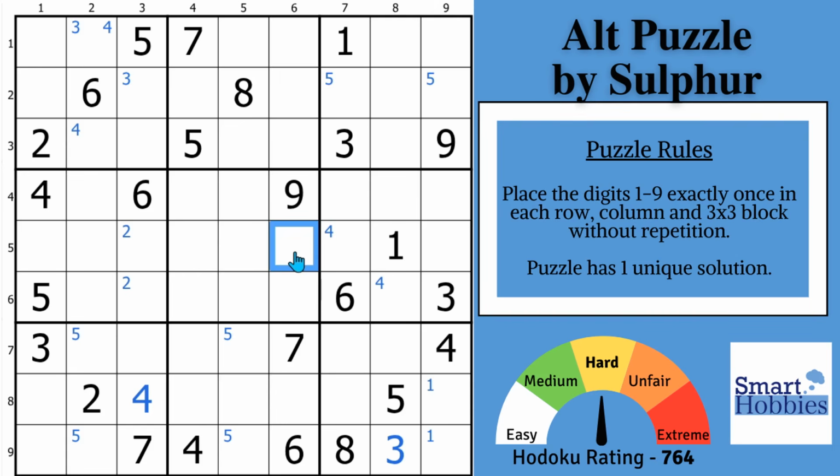And notice that you only have one spot now right here. So you can solve that for a 5 because of this 5, the pointing pair of 5s, and this 5 in block 4. And then we can use that with this 5 and the 5 right here to put Snyder 5s in block 6.